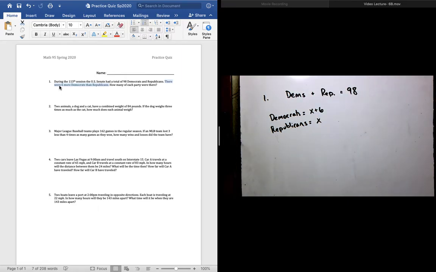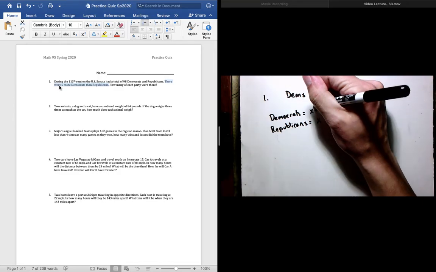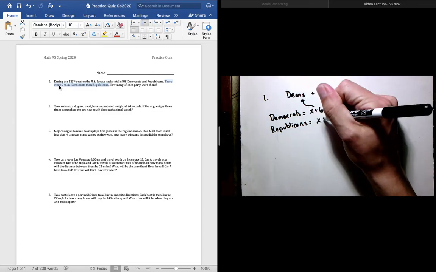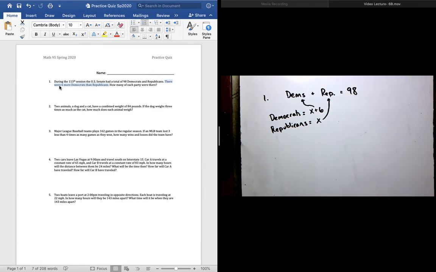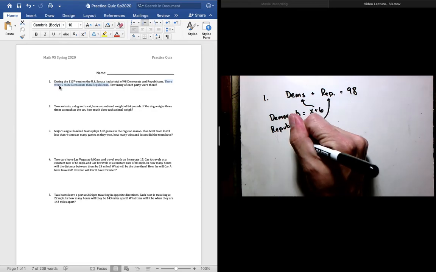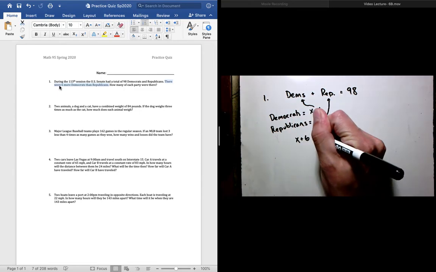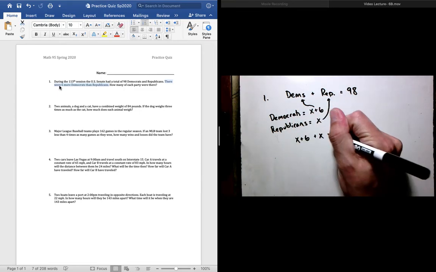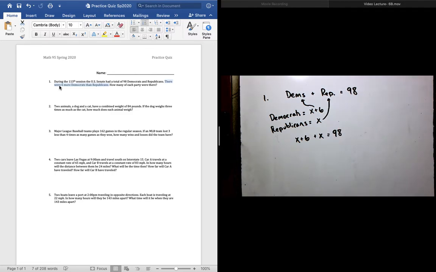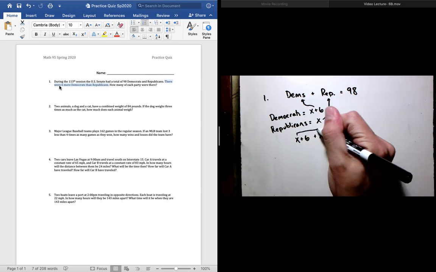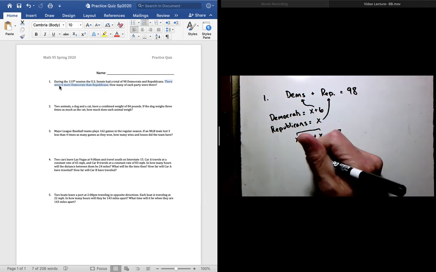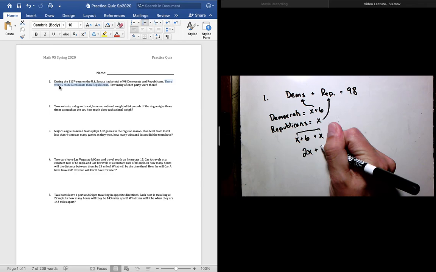Now, going back to that first statement that we wrote, we know that the number of Democrats plus Republicans has to be 98. And now we have an algebraic expression for Democrats, an algebraic expression for Republicans. We can plug it in and solve. X plus 6 plus X is equal to 98. And then we solve for X. We combine like terms. I have one X here and another X here. That gives me 2 of them. So 2X plus 6 is 98.